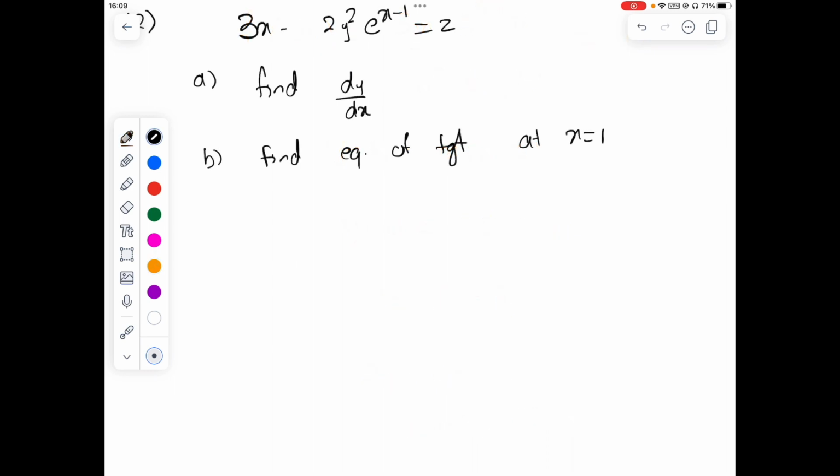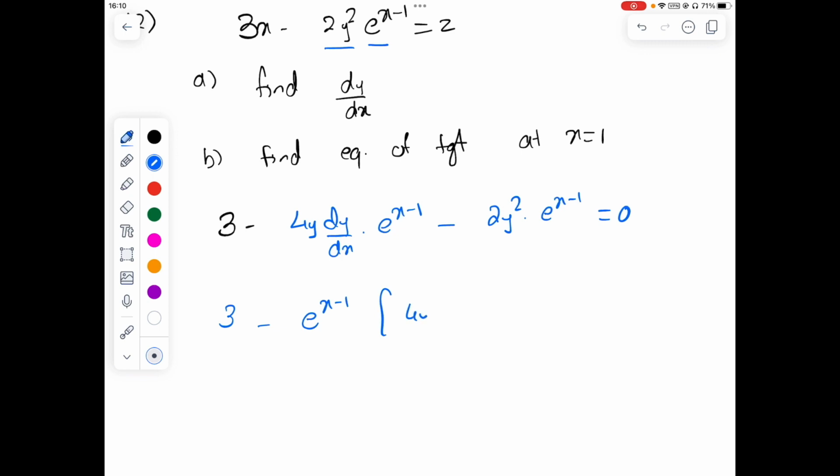So find an expression for dy by dx. So what am I going to do? Find the derivative. The derivative of 3x is going to be 3 minus 2y. This is uv prime, so product rule. The derivative of 2y square is going to be 4y dy by dx times e power x minus 1, minus 2y square as it is, times the derivative of e power x minus 1, which is e power x minus 1, equals 0. So 3, then minus e power x minus 1, I take common. So it will become 4y dy by dx plus 2y square equals 0.